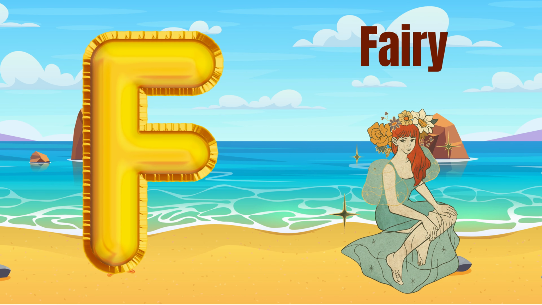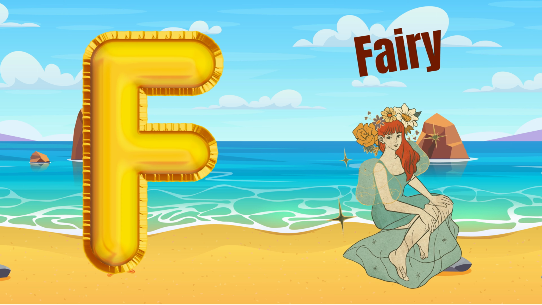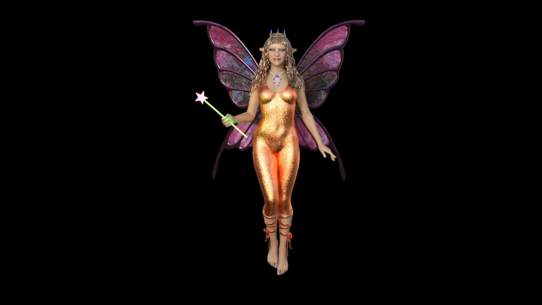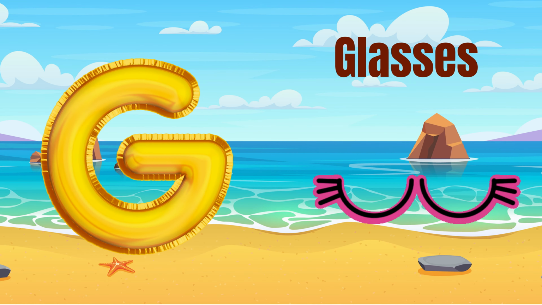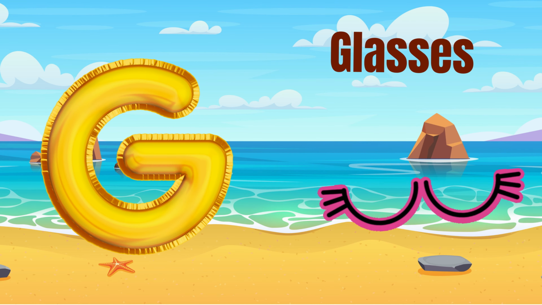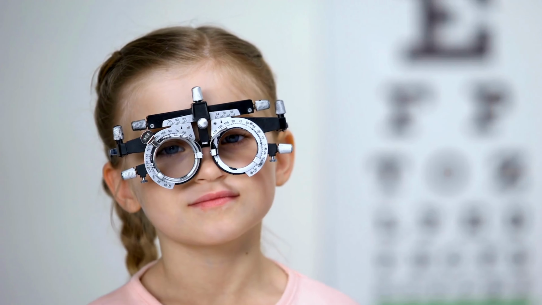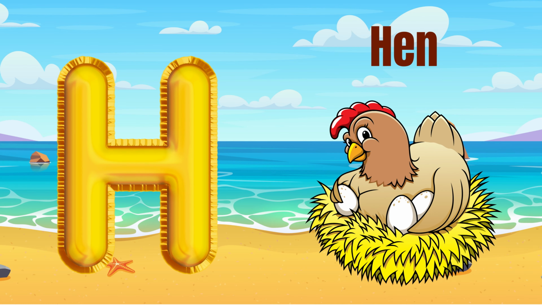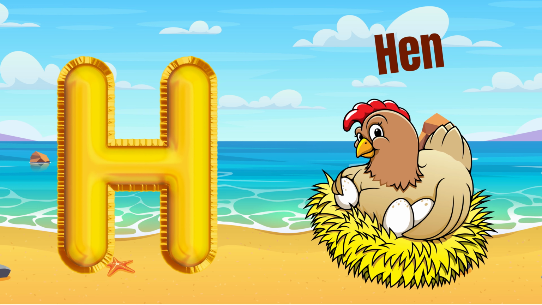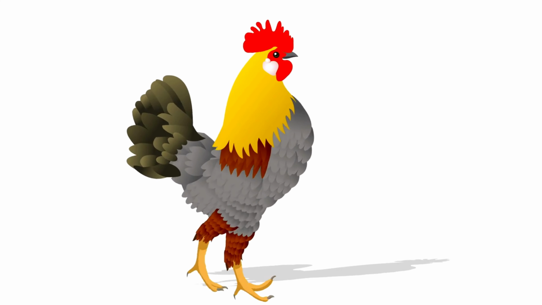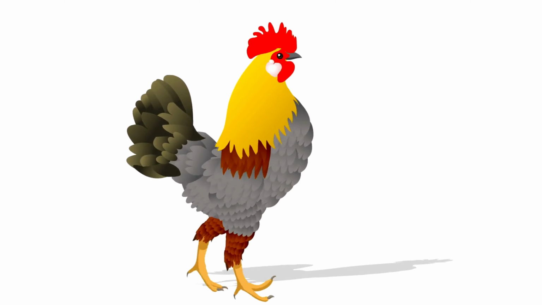F is for fairy, fairy, fairy. F, fairy. G is for glasses, glasses, glasses. G, glasses. H is for hand, hand, hand. H, hand.